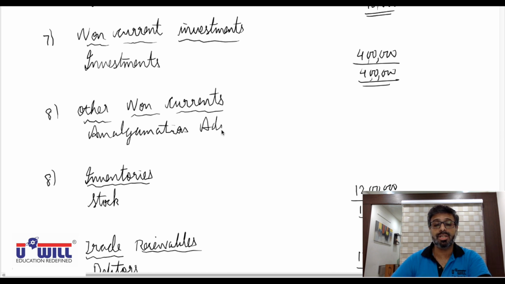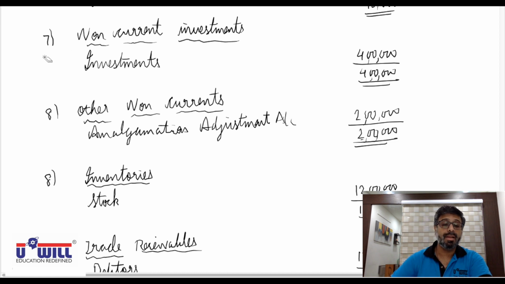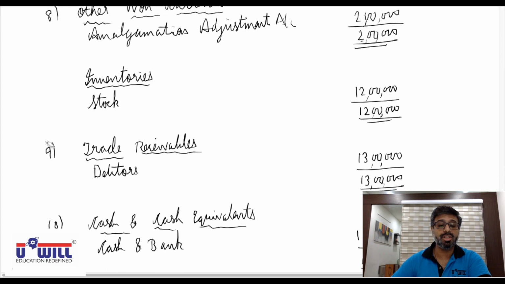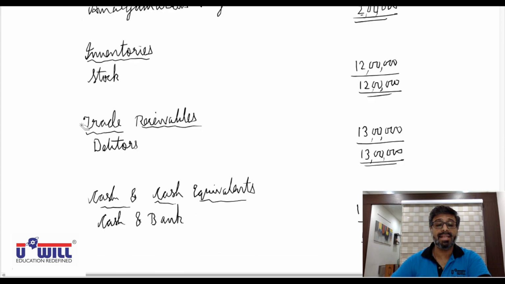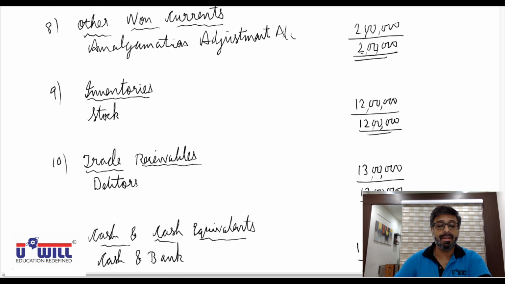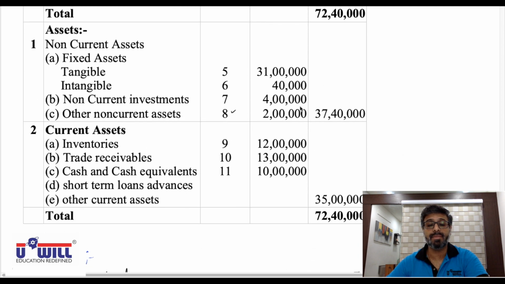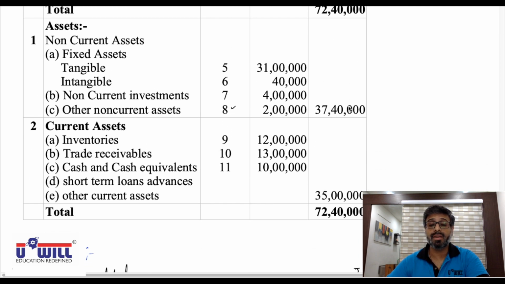Okay, here amalgamation adjustment account. In that we have 2 lakh rupees. In the last journal entry, you all can see we recorded amalgamation adjustment to export profit reserve. Other note numbers will simply change. So you can write that as the last note and just change the note numbers. It will become 9, 10 and 11. So note number 8, other non-current assets, we have here amalgamation adjustment of 2 lakhs. Total non-current assets 37 lakh 40,000.